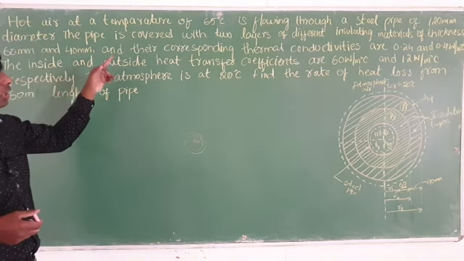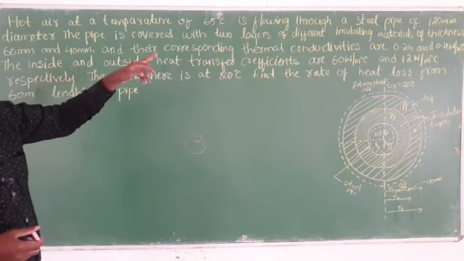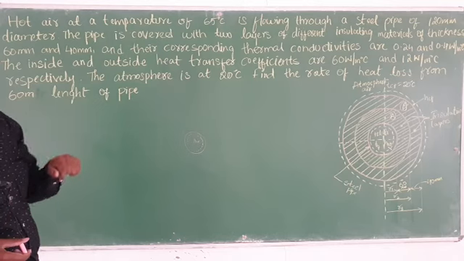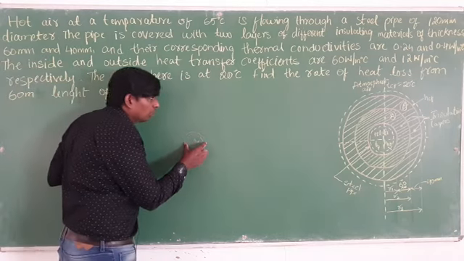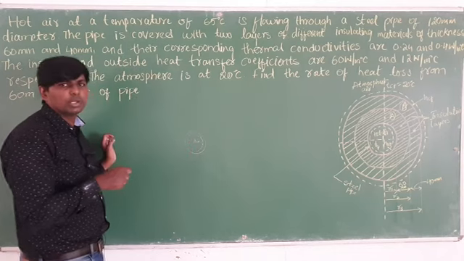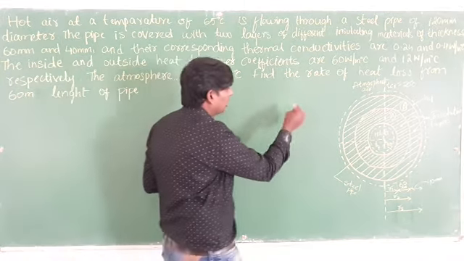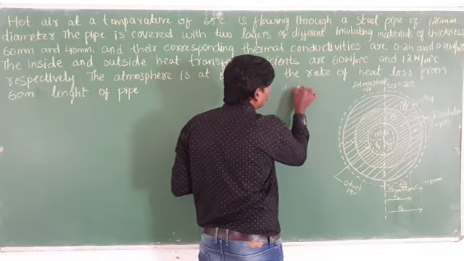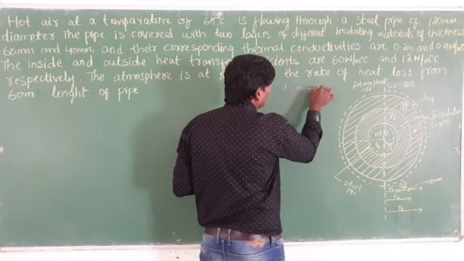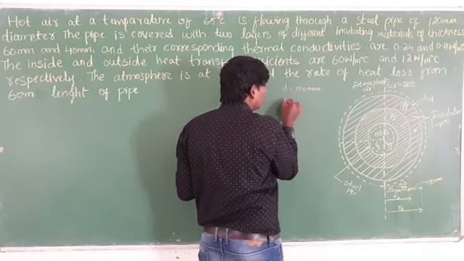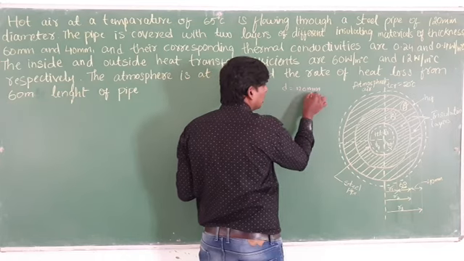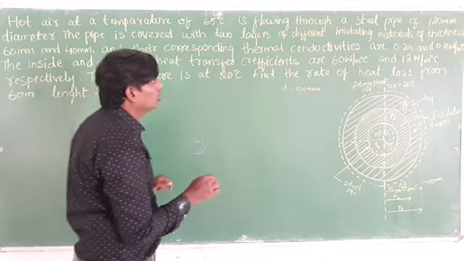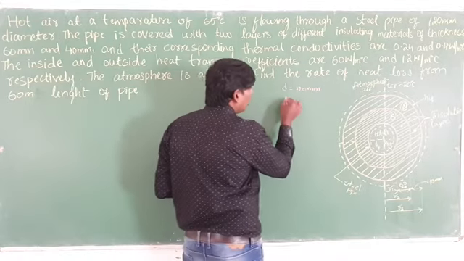The hot air at a temperature of 65 degrees is flowing through a steel pipe of 120 mm. The diameter of this steel pipe, how much is it given? 120 mm. So here I will write the diameter: D1 is equal to 120 mm. First you have to convert it into the radius. After that, you have to find the value of R1.